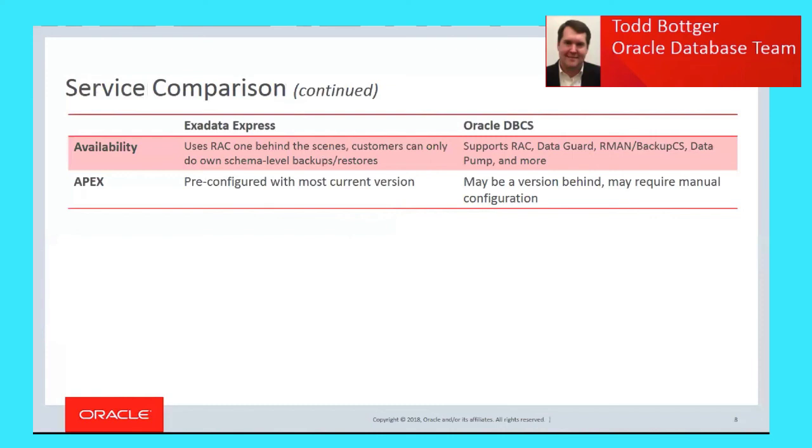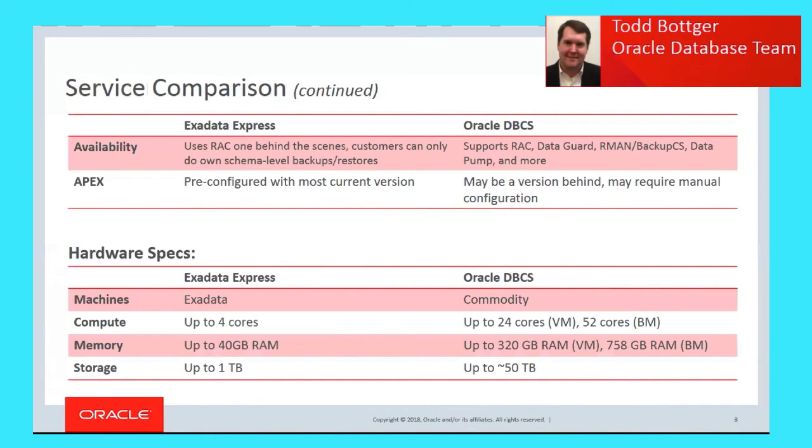All right, so that is a whirlwind tour. Hopefully that helps with the decision tree a little bit, to compare and contrast and understand some of the differences. And here at the bottom, I did put some of the hardware specs. With Exadata Express, you're running on Exadata. With DBCS, you're running on commodity machines.